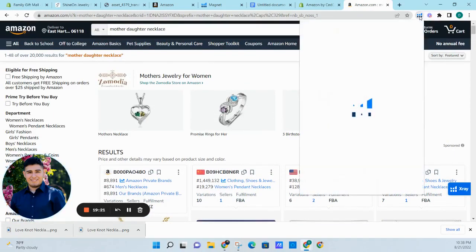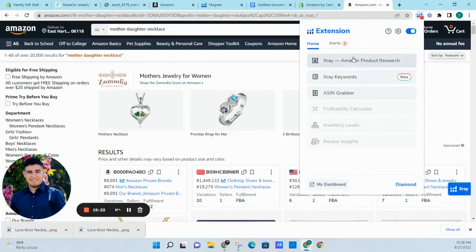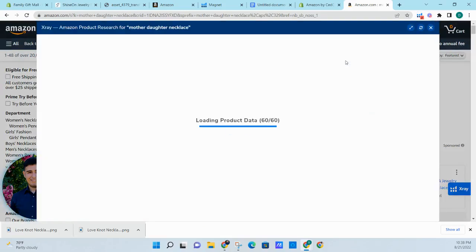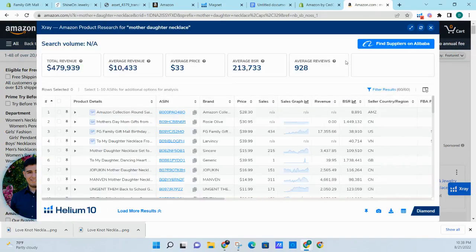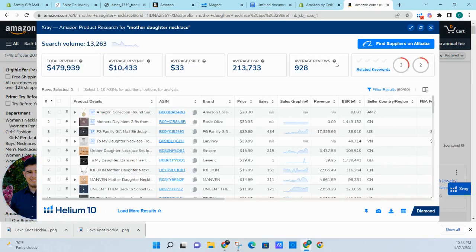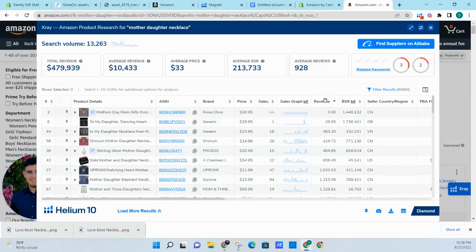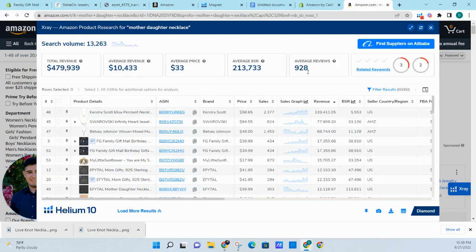If I click on the Helium 10 Chrome extension and click on X-ray, Helium 10 is going to populate all the data that came out from the search. The next thing I'll do is sort all these products by revenue. And what happens?